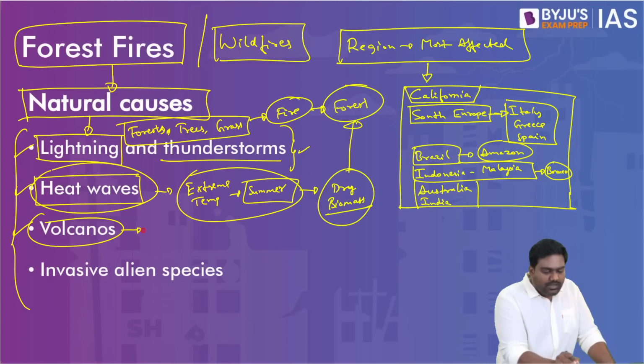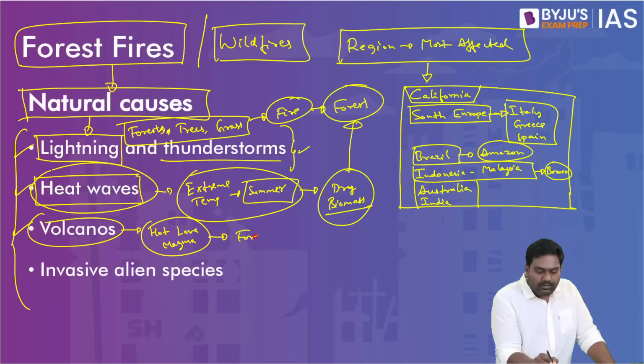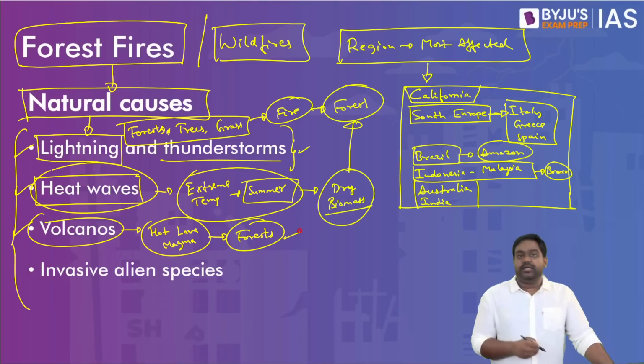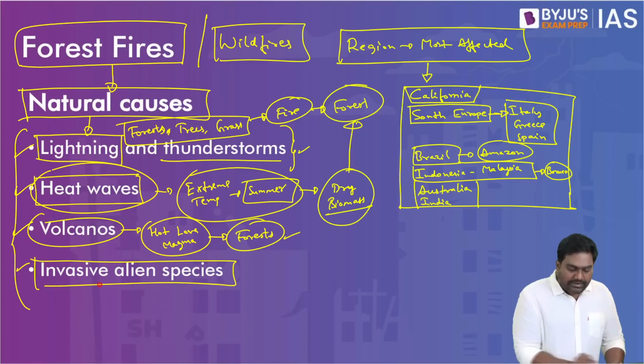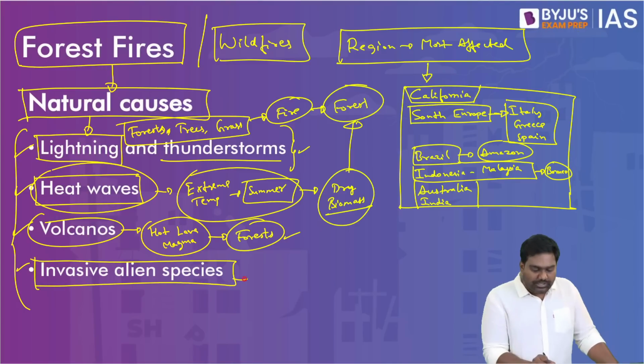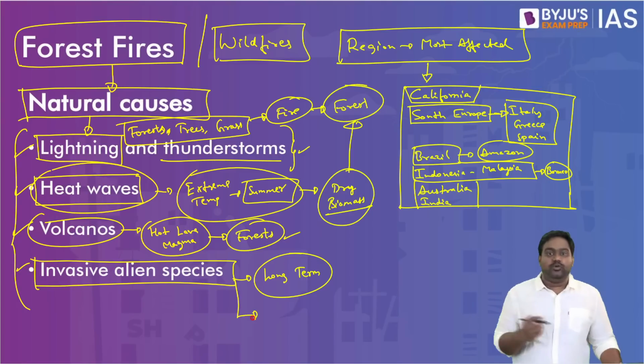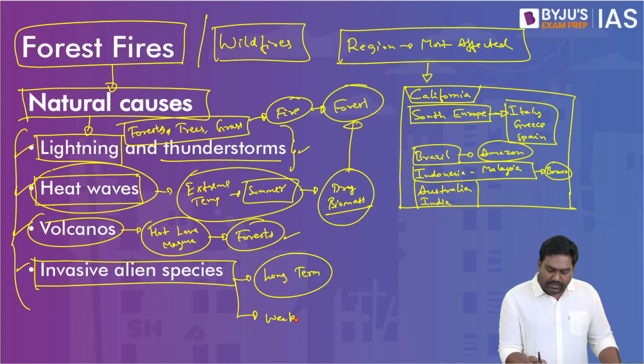Volcanoes, which release hot lava and magma, right? They will literally burn down forests. They'll burn down the entire vegetation in their path. Even invasive alien species can contribute in the long term to forest fires. When non-native species have entered an ecosystem, right, they weaken the ecosystem. They weaken the natural defenses of the ecosystem.